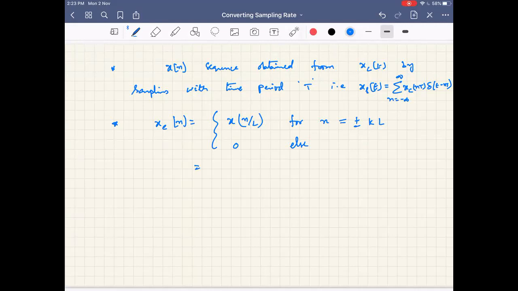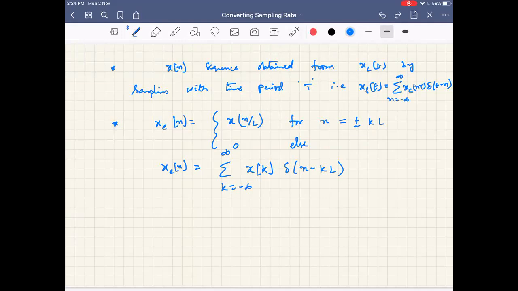And this can be compactly written by the expression x of k delta of n minus kL, with k equal to minus infinity to infinity. So this expression consolidates the two different conditions in a single form.